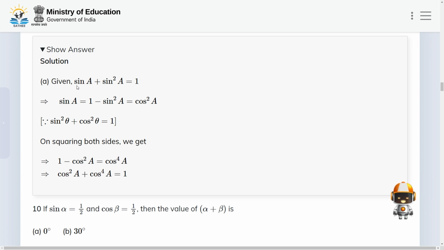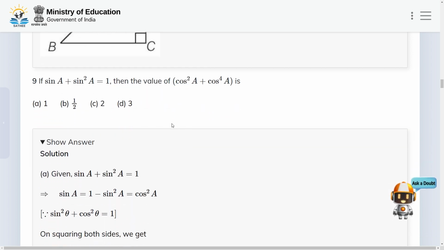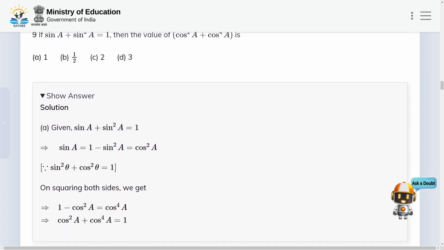Now, using that trigonometric identity, we get sine A is equal to 1 minus sine square A, which is equal to cos square A. Squaring both sides, we get 1 minus cos square A is equal to cos to the power 4A, and it implies cos square A plus cos to the power 4A is equal to 1. Therefore, the value of cos square A plus cos to the power 4A is equal to 1. So here the correct answer is option number A.